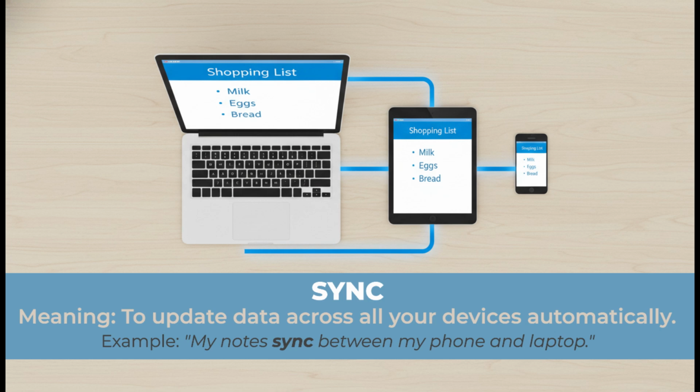Word 3 is to sync, short for synchronization. To sync means to update data across all your devices automatically. For example, my notes sync between my phone and laptop, so I always have them. If a photo you take on your phone appears on your tablet, it has synced. Make sure your photos are syncing to the cloud.